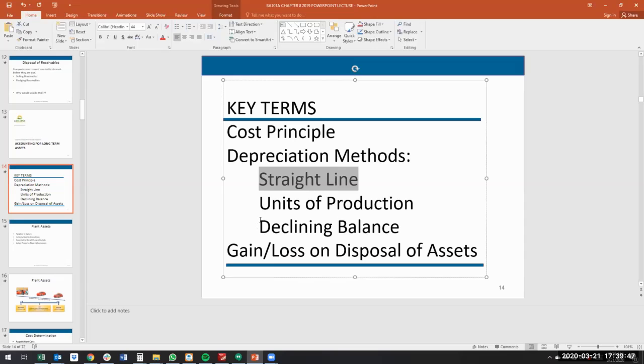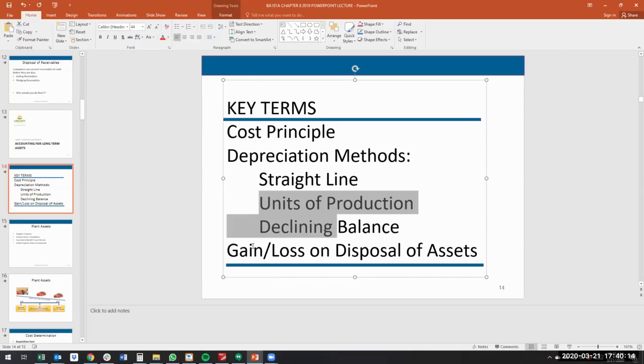Today, we're going to be going over a few other methods of depreciation. This includes units of production and the declining balance methods. So straight line isn't the only method you can use. A lot of companies do. I think most of my clients use the straight line method for depreciation, but there are other methods of depreciation too and other benefits to those methods, so we can discuss that. And then we're also going to be talking about the gain or loss on disposal of assets.